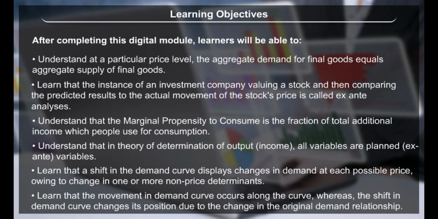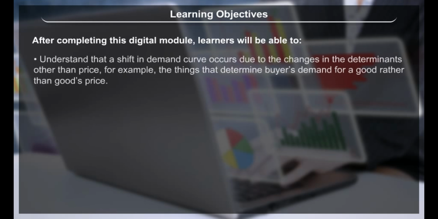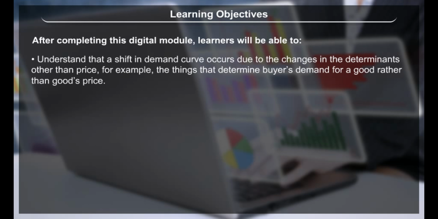Learn that the movement in demand curve occurs along the curve, whereas the shift in demand curve changes its position due to the change in the original demand relationship. Understand that a shift in demand curve occurs due to the changes in the determinants other than price, for example, the things that determine buyers' demand for a good rather than goods price.